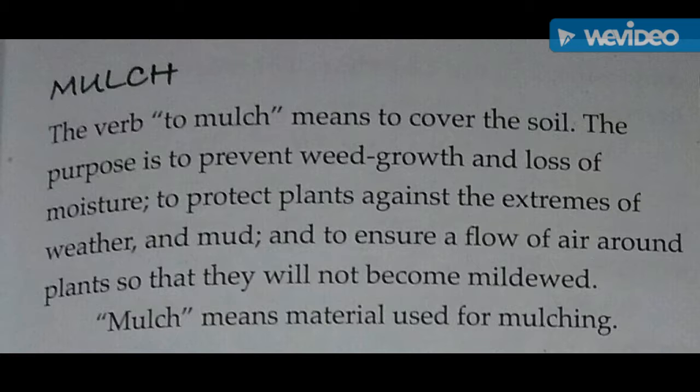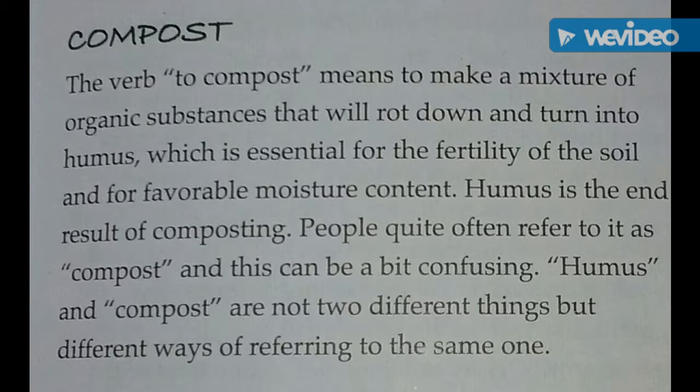The next definition is going to be for compost. The verb to compost means to make a mixture of organic substances that will rot down and turn into humus, which is essential for the fertility of the soil and for favorable moisture content. Humus is the end result of composting. People quite often refer to it as compost, but this can be a bit confusing, because humus and compost are not two different things, but different ways of referring to the same one.